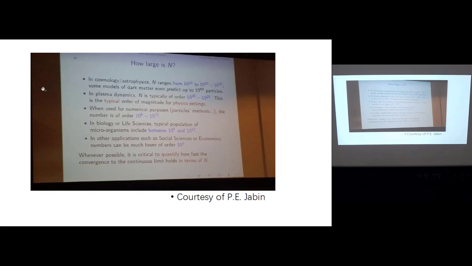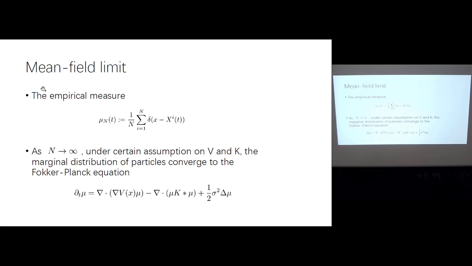But on the other hand, if N is really large, sometimes under certain conditions you can take a mean field limit by sending N to infinity. The way to do that is you introduce an empirical measure. You just take the Dirac mass of all the particles and take the average. If N goes to infinity, assuming molecular chaos, all the particles are identical and indistinguishable. And under certain assumptions on the external potential and the interacting potential, the marginal distribution of this empirical measure can be proved to converge to this Fokker-Planck equation. This term comes from the external potential, the interacting potential gives you this convolution, and the noise term gives you this diffusion.